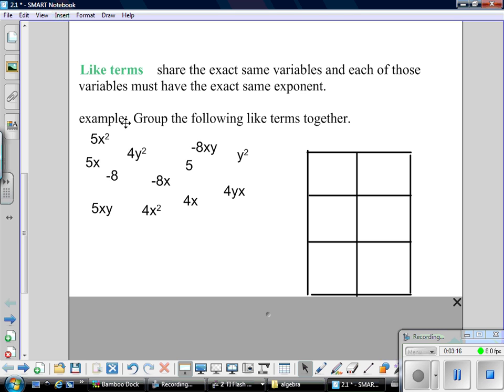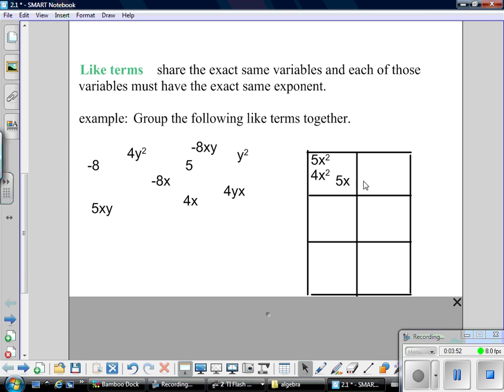According to this, it has to have the same variable raised to the same exponent, to the same power. So for instance, if I take this 5x squared, if I want a like term to it, it also has to have an x to the power of 2. Well, here's one with an x, but it's not to the power of 2, so that doesn't go. Oh, here's one here. So 4x squared. Yes, they have different coefficients. This one has a 5, this one has a 4, but that's fine. The definition: exact same variable to the same power.